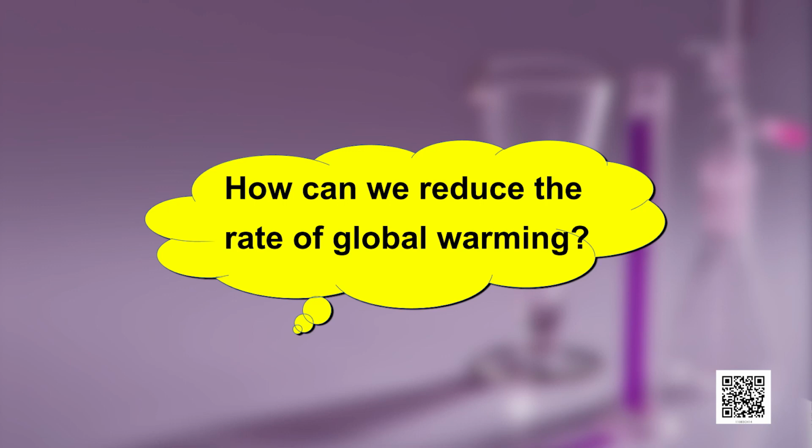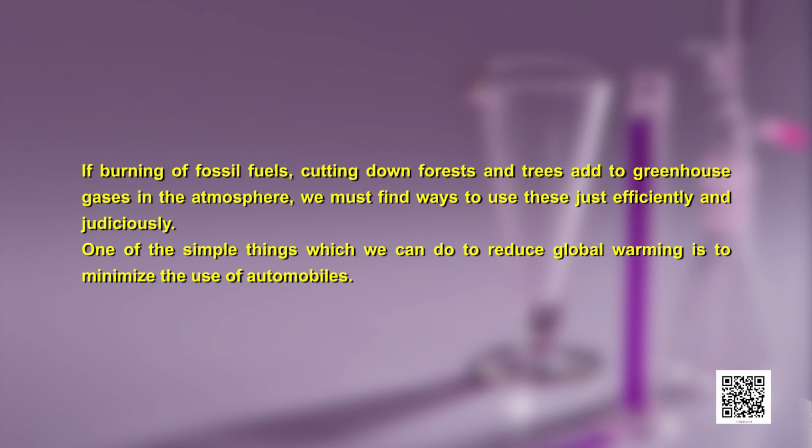Let us discuss. If burning of fossil fuels, cutting down forests and trees add to greenhouse gases in the atmosphere, we must find ways to use these efficiently and judiciously. One of the simple things which we can do to reduce global warming is to minimize the use of automobiles. Depending upon the situation, one can use a bicycle, public transport system or go for carpool.